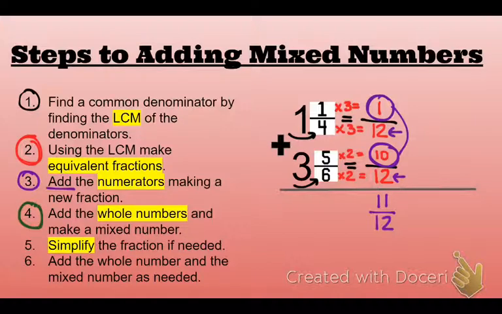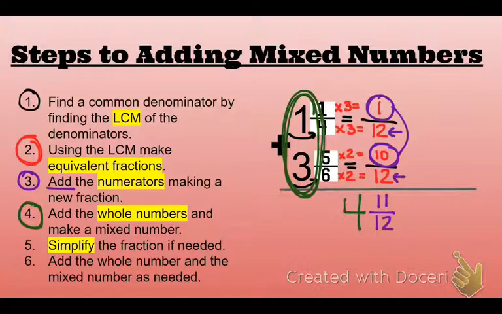Step number 4. How about green for this one? Now we're adding the whole numbers. So as you look here, I have 2 whole numbers. I have 1 and I have 3. So 1 plus 3 is 4. And remember, when we're writing a mixed number, that whole number should be as large as the fraction. So you see how I've written that? 4 11/12.